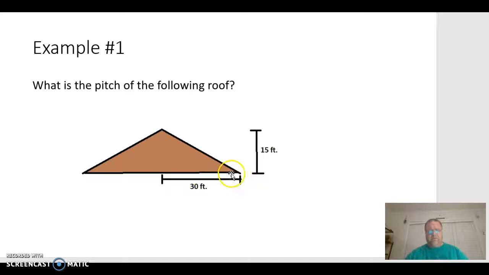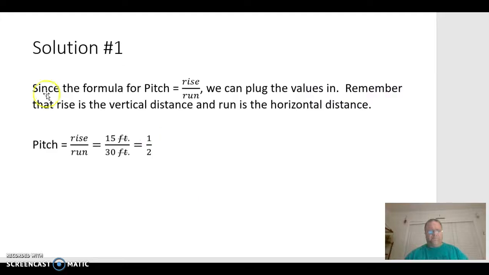Now make sure you don't get confused and use the entire distance across, because that includes the distance that it goes up and it goes down. We only want the distance where this roof is increasing. So once it stops increasing in height, that's when we want to stop our length, or our run. So you should have gotten 15 feet is the rise, 30 feet is the run. The feet units will cancel out, and we can reduce that 15 over 30 to 1/2.